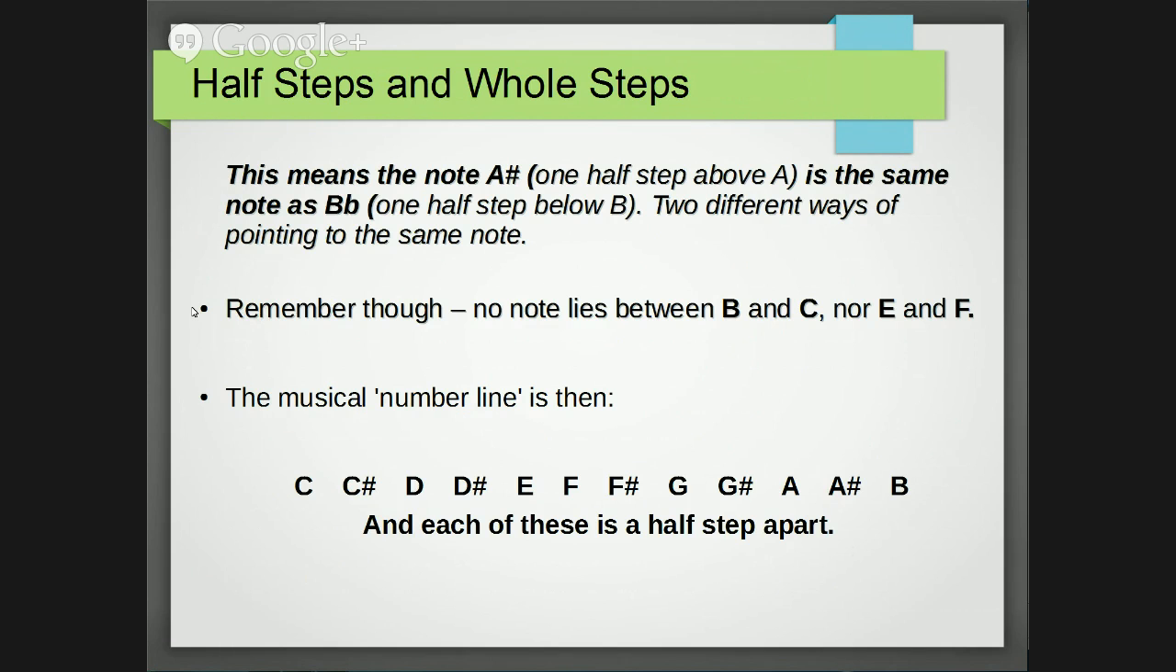So this means that the note A sharp, 1 half step above A, is the same note as B flat, 1 half step below B. There are 2 different ways of pointing to the exact same note, which is really just a frequency. It's a sine wave, right? So remember, nothing between B and C, nothing between E and F. So if we look at our musical number line, C, C sharp, D, D sharp, E, F, F sharp, G, G sharp, A, A sharp, B, C. Nothing between E and F, nothing between B and C. And those are all a half step apart.